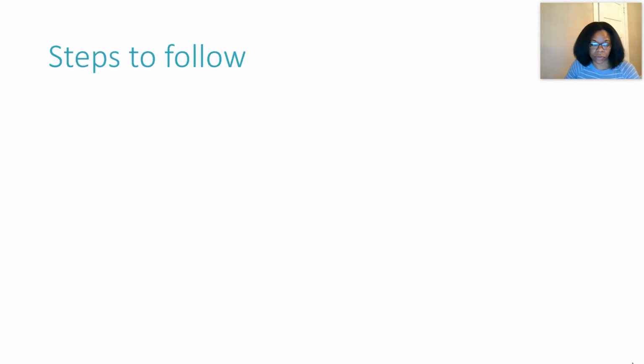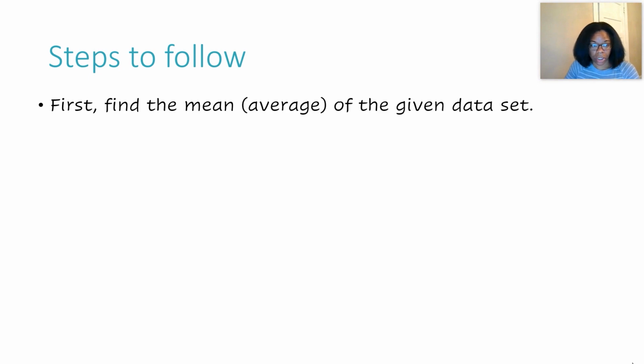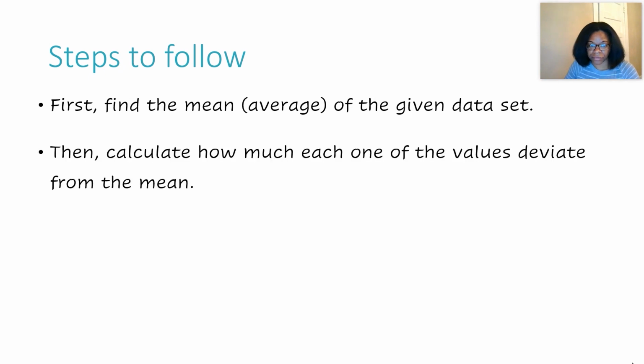The steps you want to follow when calculating the mean absolute deviation, or the MAD, are: first, you're going to find the mean or the average of the given data set. Then you're going to calculate how much each one of the values deviate from the mean. How far something deviates means how far it is away from a place. So how far away is a number from the mean.